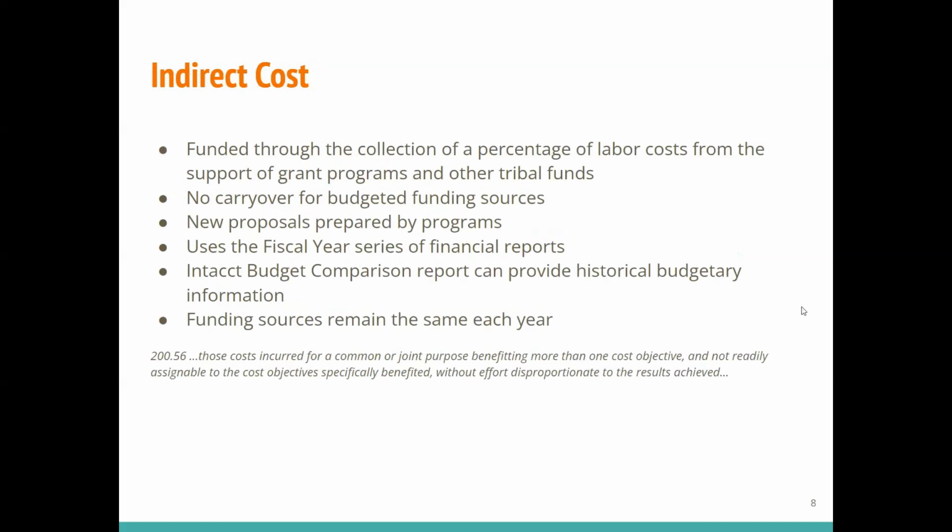Indirect costs, very similar to general fund. There's no carryover for budgeted funding sources. New proposals are prepared by the programs themselves. They use the fiscal year series of financial reports. The Intact Budget Comparison Report can be used to provide historical budgetary information. In other words, if we're preparing an annual report, this is to give us an idea of what our budget has been year over year. Funding sources remain the same.